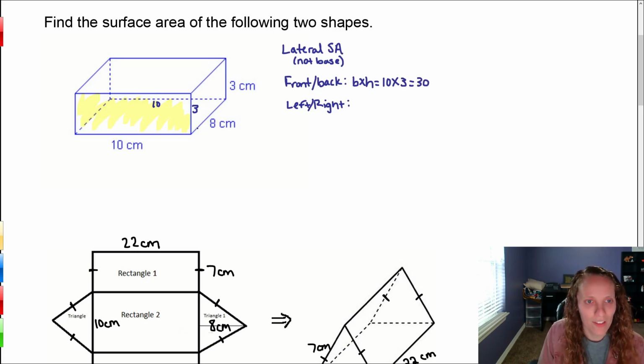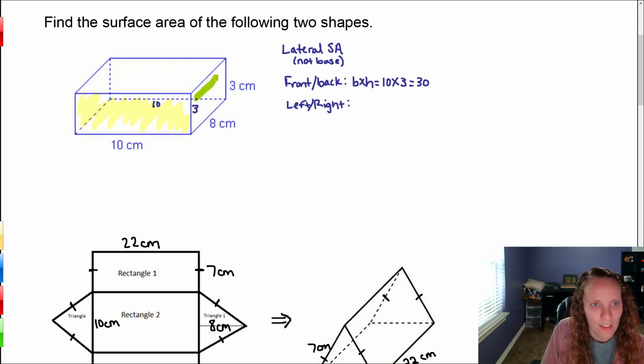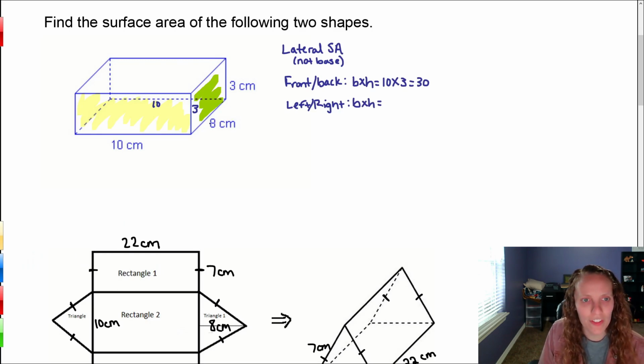Now for the left and the right, let's look. I see an 8 over here and a 3 height. Now just to clarify, the left and the right would be like these rectangles off to the side. So again, for a rectangle, base times height. And for the left and the right side, we have an 8, just like over here would be 8, and then the height would be 3. So we have an 8 by 3 rectangle. 8 times 3 is 24. So now we have the areas that we need.